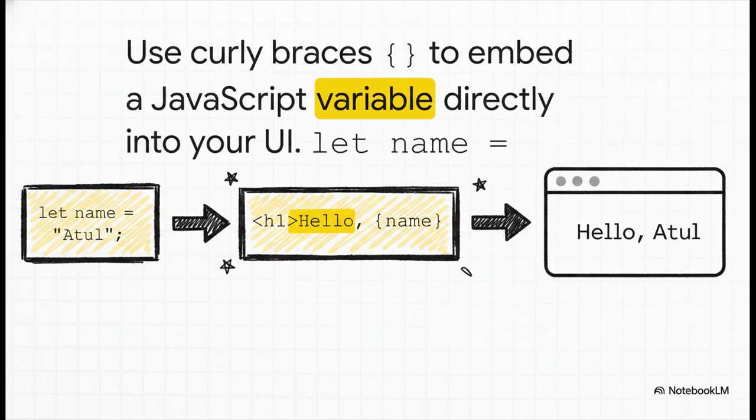Let's look at that last rule in action. Here we've got a JavaScript variable called name. By putting name inside our h1 tag, React will automatically see that, evaluate it, and display hello a tool on the screen. This is how you make your components dynamic and driven by data.